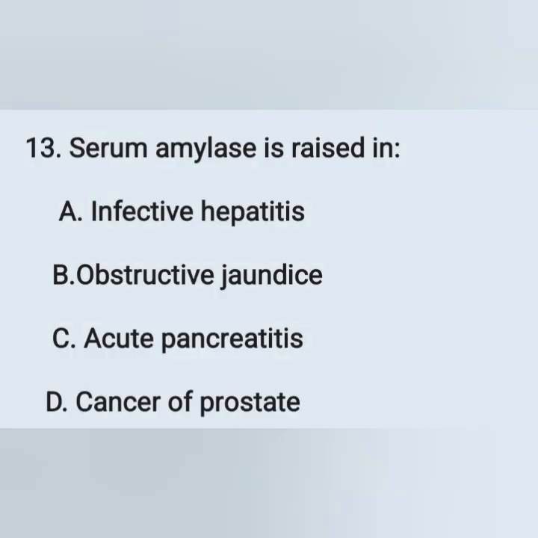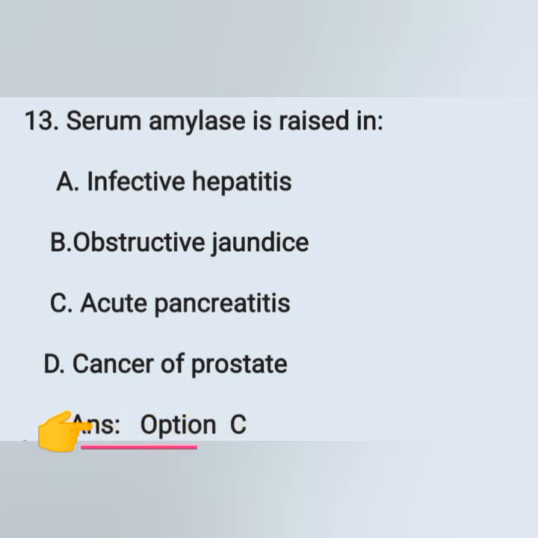And the next question, 13th question, serum amylase is raised in. Options: option A infective hepatitis, option B obstructive jaundice, option C acute pancreatitis, option D cancer of prostate. In which condition is serum amylase level elevated? And it is in acute pancreatitis. Option C is the correct answer.